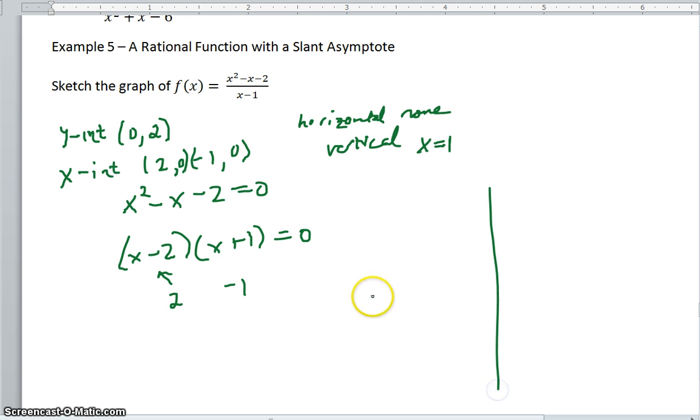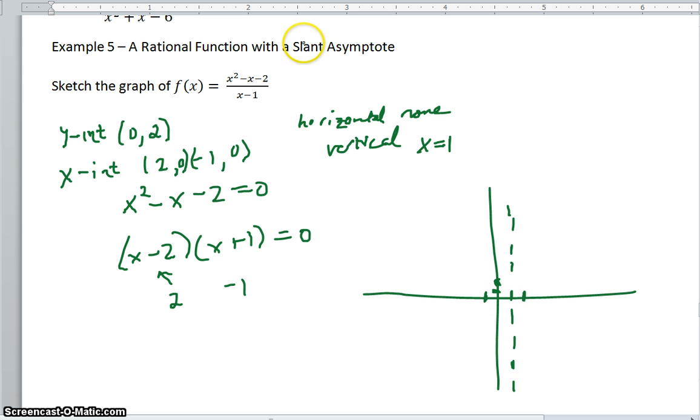So in terms of this graph, we have a vertical asymptote at 1. There's my vanishing lines here. We have a y-intercept at 0, 2. We have an x-intercept at -1, 0. And 2, 0.